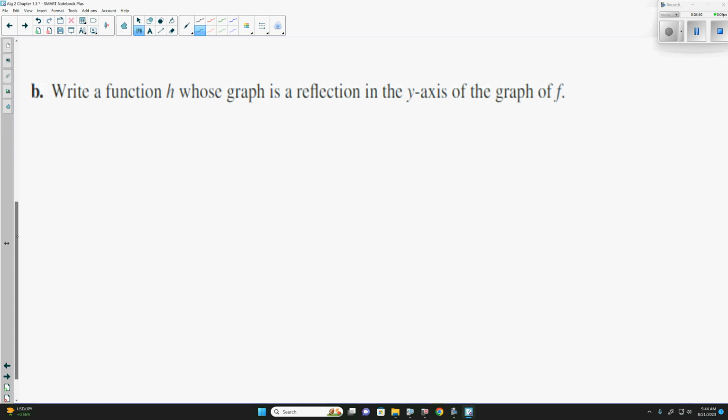So again, I'm going to write our original function f of x equals the absolute value of x plus 3 plus 1. Write a function h whose graph is a reflection across the y-axis of f. So for us here, we're using our f of negative x. F of negative x is our reflection across the y-axis.